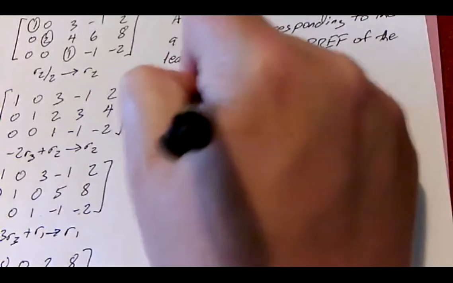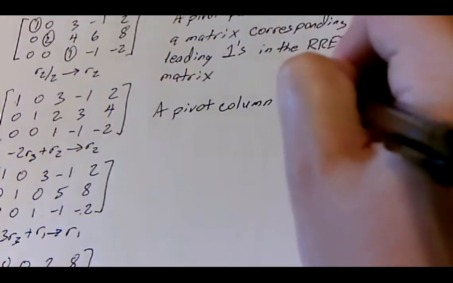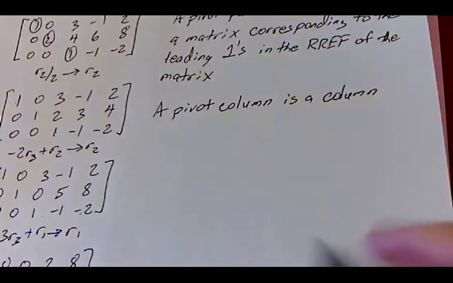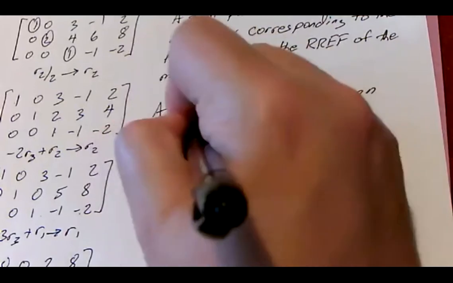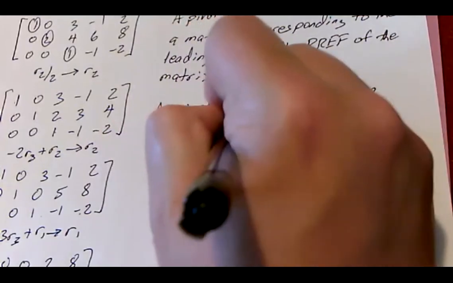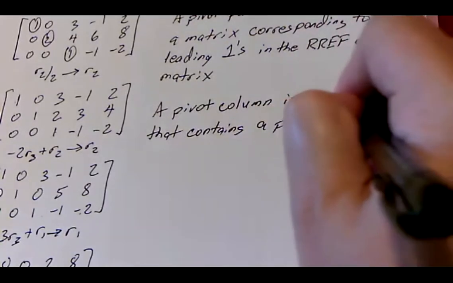Then we'll also say a pivot column is a column that contains a pivot position.